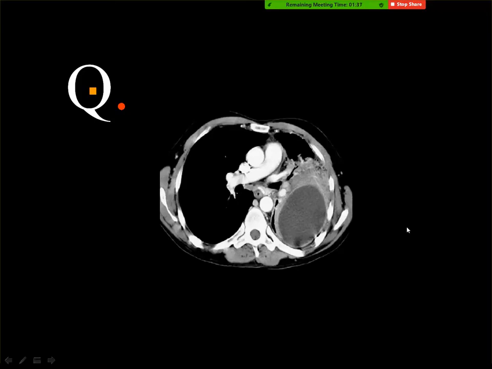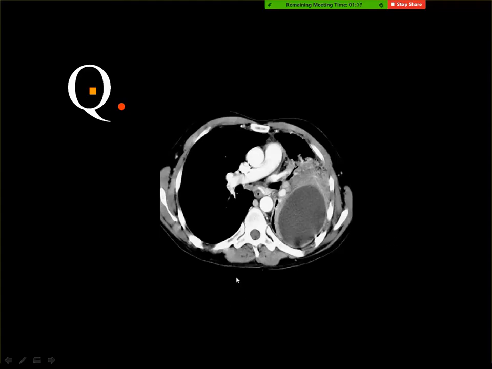Yes, what do you think? Empyema. Why is it not an abscess? Localized. No.